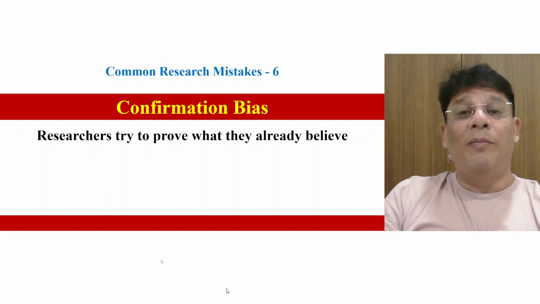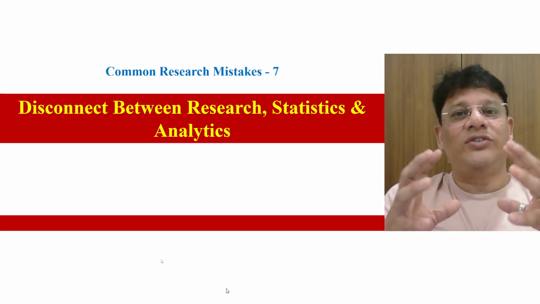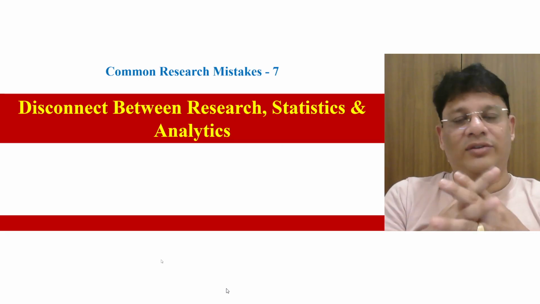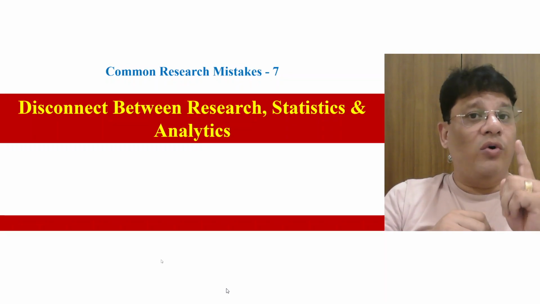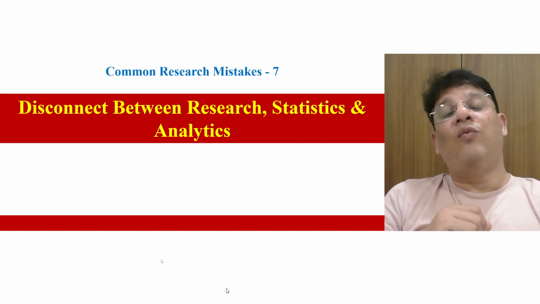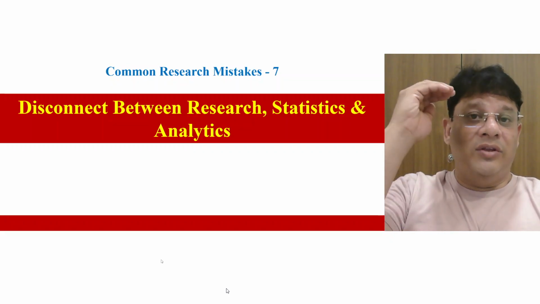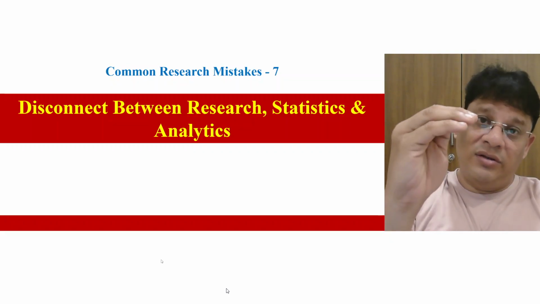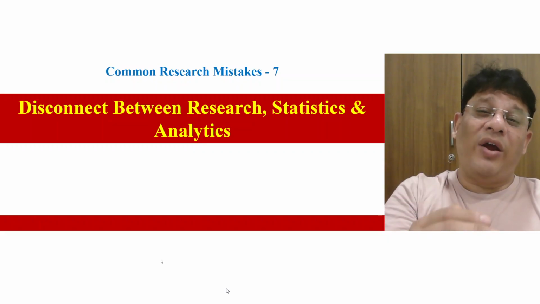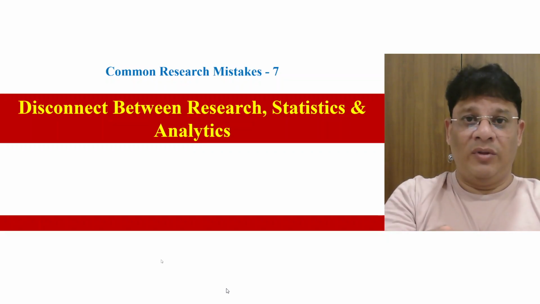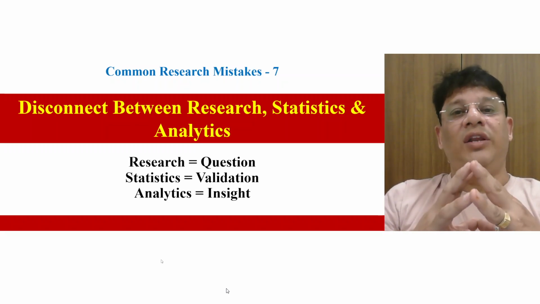And the seventh and most important mistake is about the relationship between research, statistics, and analysis. Please understand, research is a question, statistics is a validation, and analysis is the insight. Here is a question, there is an answer. You have to validate that answer. And after validating that answer, you have to find the different insights from it. If you don't understand this relationship, you will never succeed in your research.